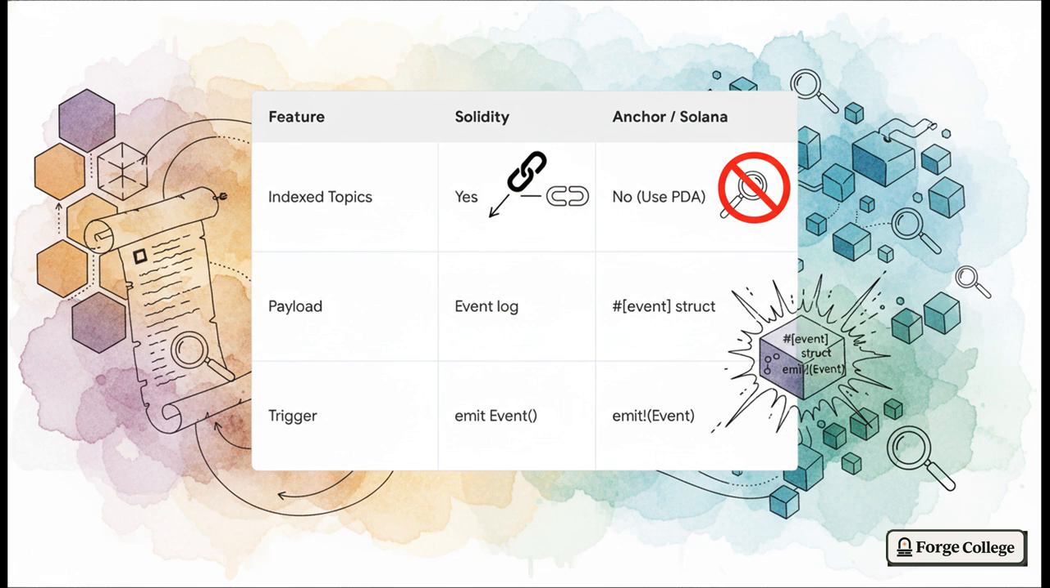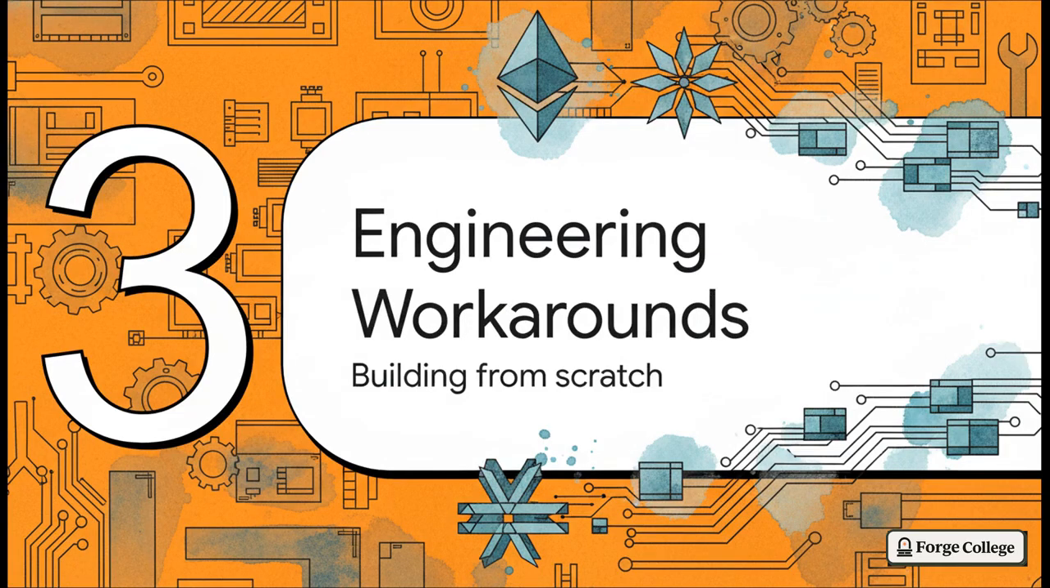The crucial point here is that while the payload and the trigger concepts map over quite logically from your EVM days, the searchability part requires an entirely new approach. We literally cannot natively filter a transaction log by a sender's address anymore. So what do? That brings us to Section 3, Engineering Workarounds.